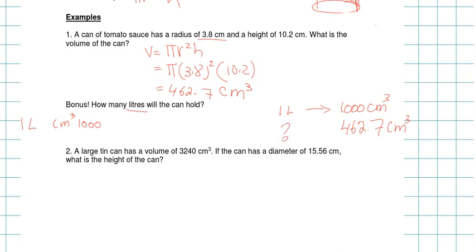To do that, I cross multiply and then divide across. I'm going to cross multiply the two numbers that I have, and divide by the third number. Okay? So 462.7 centimeters cubed times 1 liter over 1,000 centimeters cubed. If you look here, the centimeters cubed cancel, and I'll be left with liters. So that's going to give me 0.462 liters.